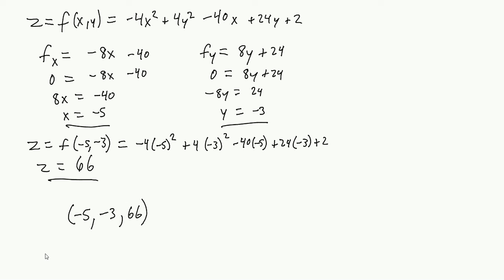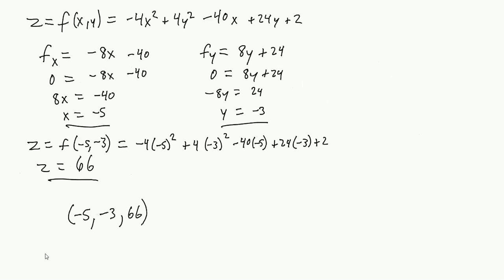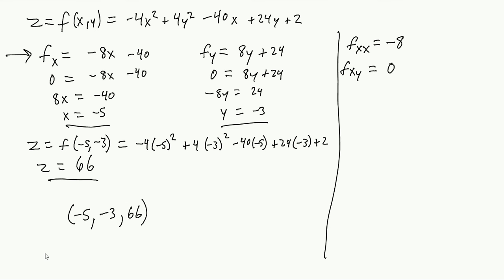Alright, so to do that, we need to get our second derivatives and plug them into this formula for D. So again, we're on this third step here. Alright, so let's come to the side here. F double x, you need to be looking at f sub x, which was negative 8x minus 40. Do the derivative again with respect to x. That's negative 8. We need f sub xy while we're looking at f sub x. There's no y's in negative 8x minus 40, so the derivative with respect to y would be 0.